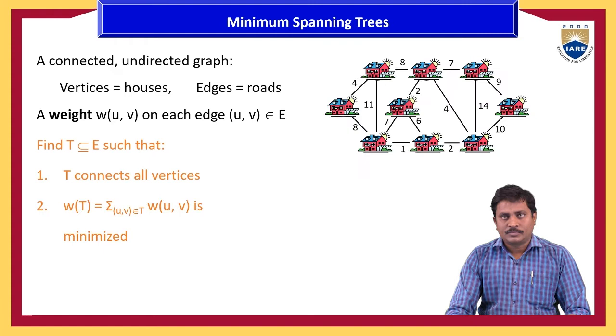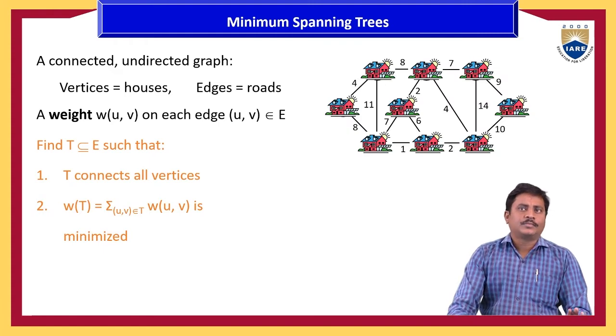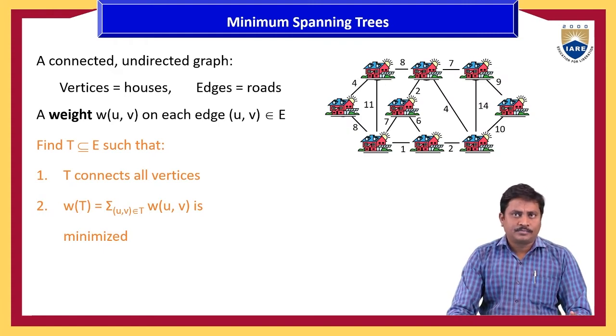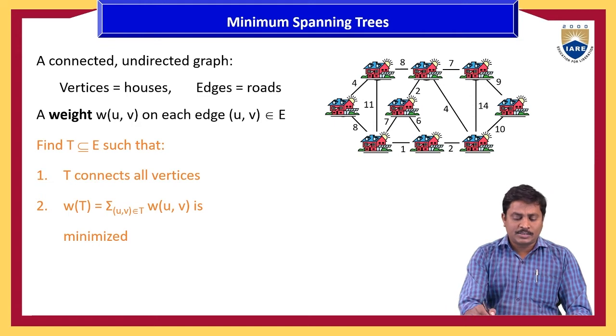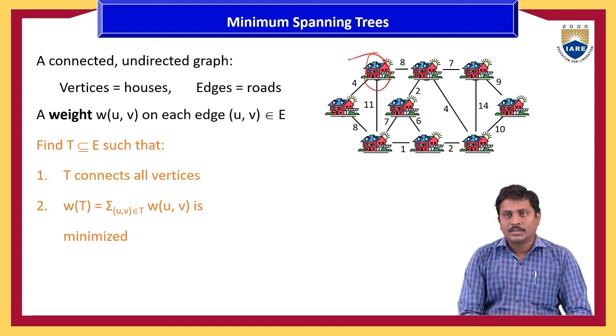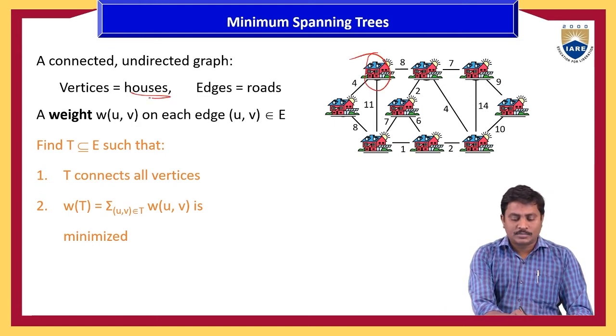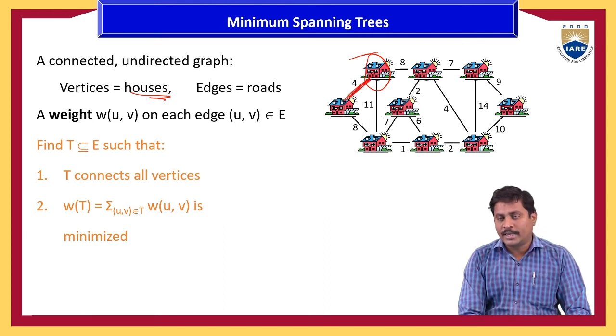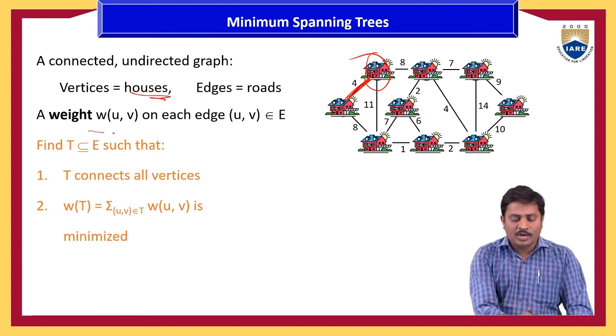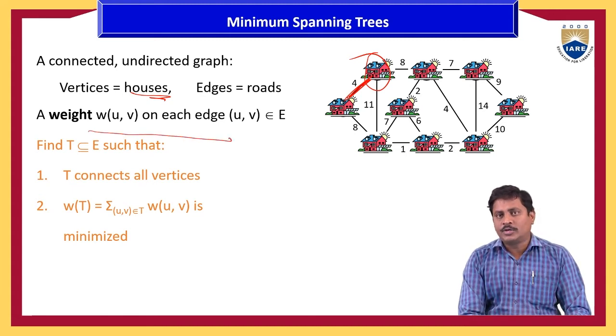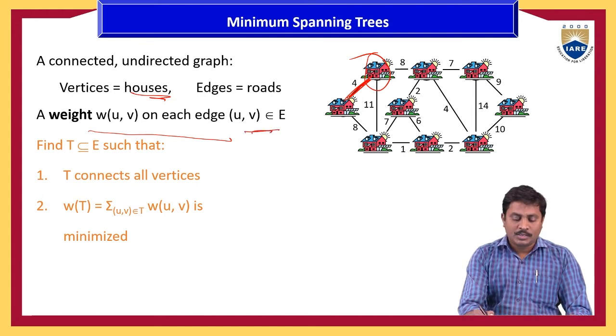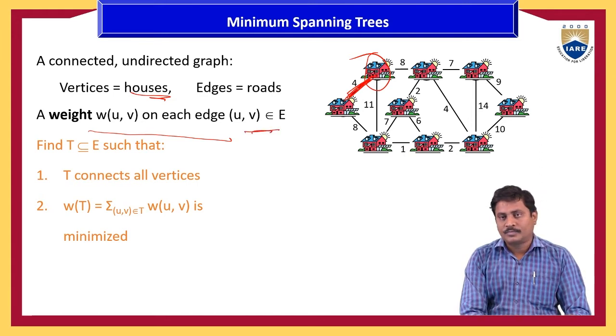Here we see a connected undirected graph. These are the vertices, and these are houses. These edges are called roads. Each edge (U, V) belongs to E and has a weight W of (U, V). This is the edge.